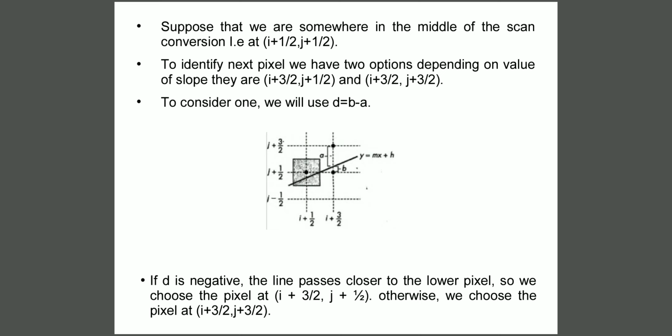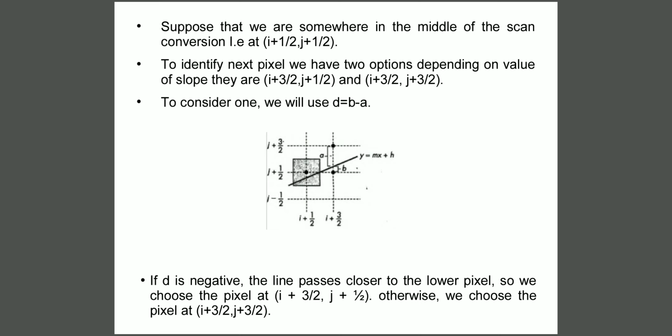Now by calculating the d value, depending on the sign of the d value, we are going to decide whether to update the above pixel or below pixel. If the d value is negative, then we'll come to know that the line segment will pass closer to a lower pixel, so we'll update the lower pixel with a foreground color. If the d value is positive, then we'll update the upper pixel, because the line segment will pass closer to an upper pixel with a background color.